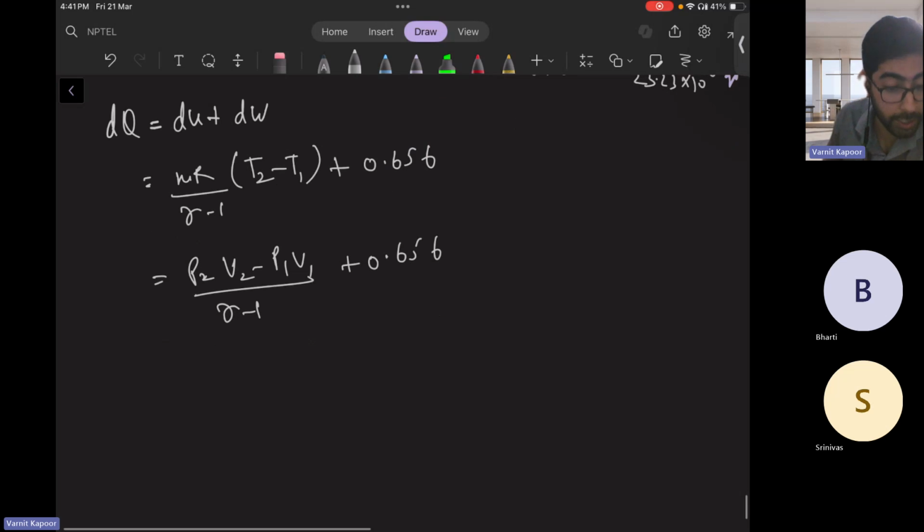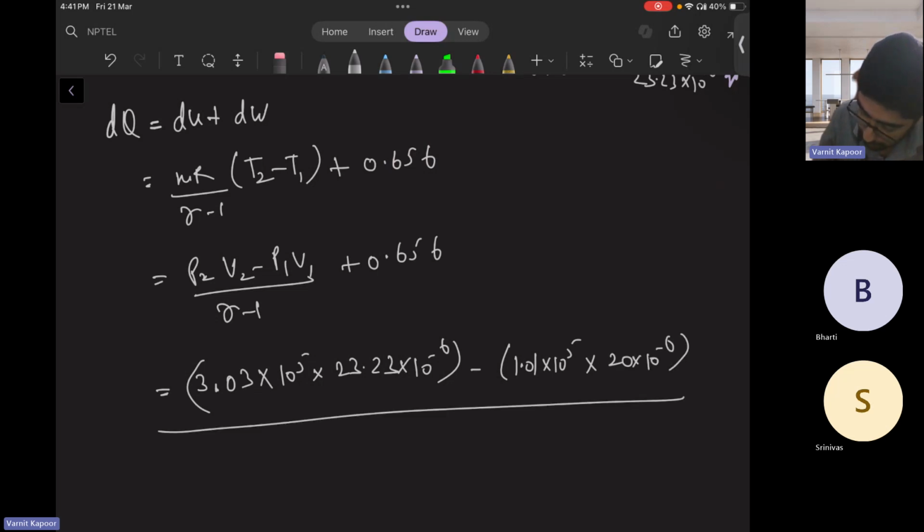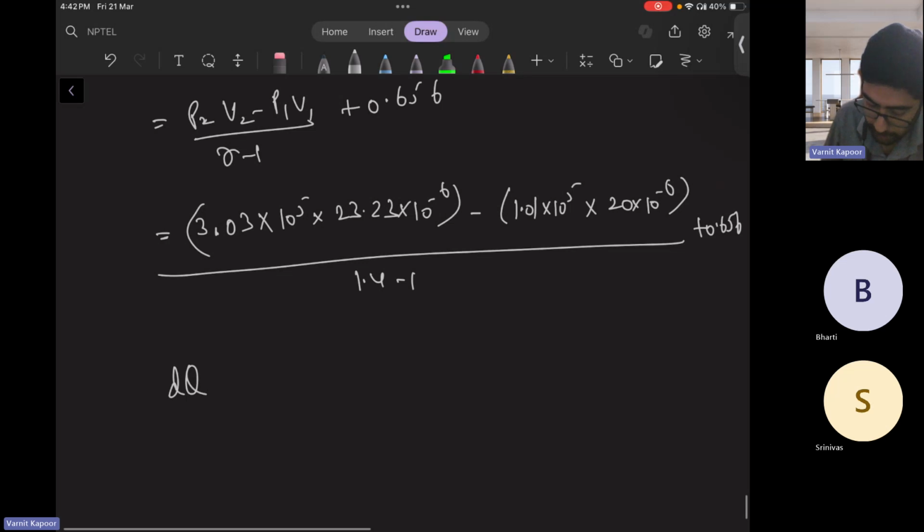You know what is final pressure, you know what are the initial and final volumes. So P2 is 3.03 into 10 to the power of 5. What is final volume? 23.23 into 10 to the power of minus 6. What is P1? 1.01 into 10 to the power of 5, into what is V1? 20 into 10 to the power of minus 6, by 1.4 minus 1, plus 0.656. So after solving, you will get the net heat transfer coming out to be 13.25 joules of heat you need to provide.